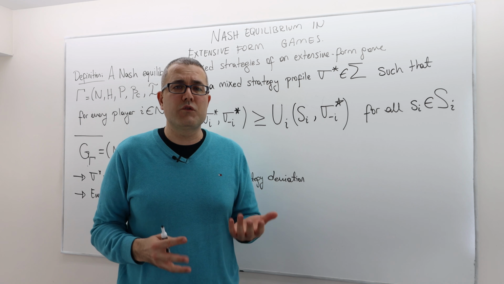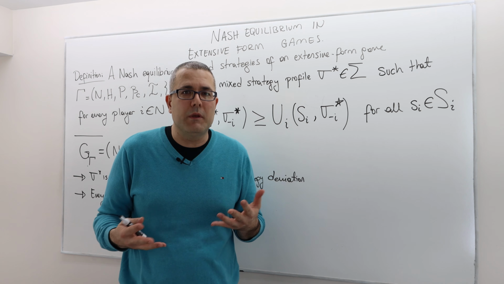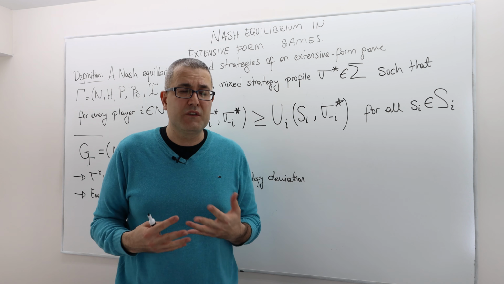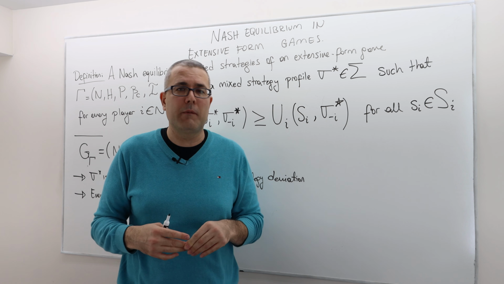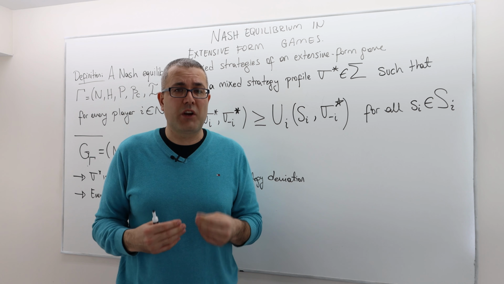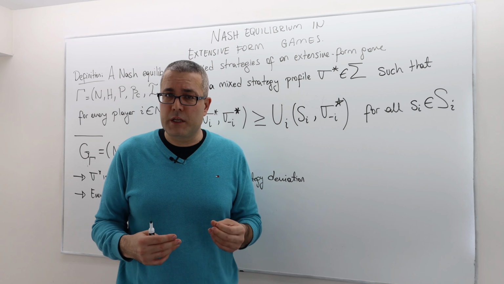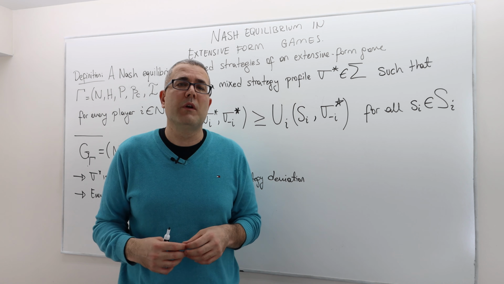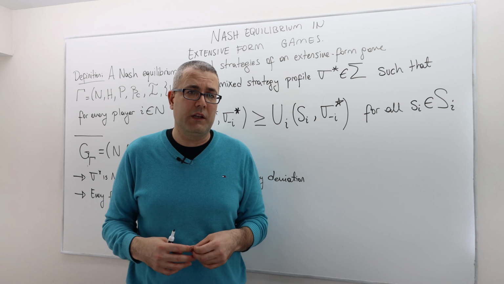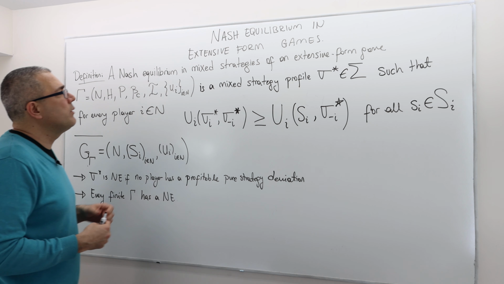The question is, how do we solve an extensive form game? I mean, what is an appropriate solution concept for an extensive form game? The simplest, most straightforward definition or equilibrium notion is Nash equilibrium. So let's apply the Nash equilibrium in an extensive form game. Well, how do we define it?